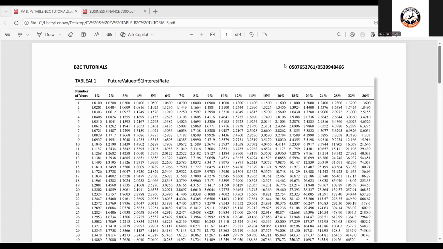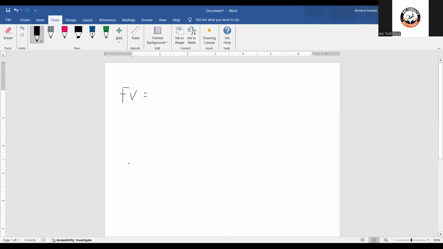Today we want to look at how to read the tables concerning present values and future value. We discussed in our previous lessons what future value and present value are about. We said to find future values, you compound the present value. When we say compound, what does it mean? It means that you multiply your present value by (1 + r), where r is the discount rate, raised to the power n.